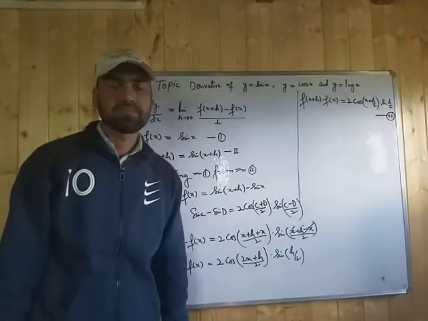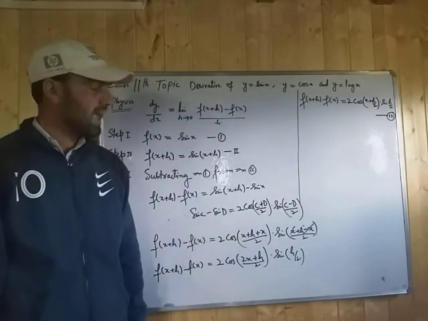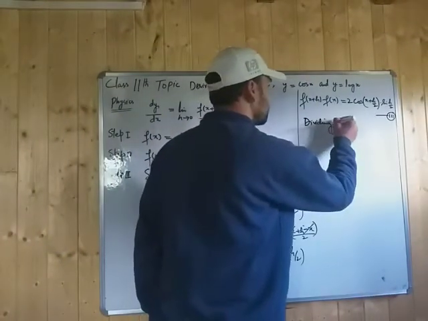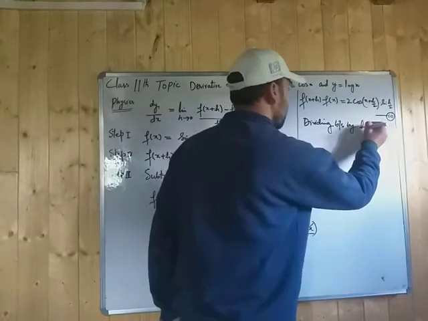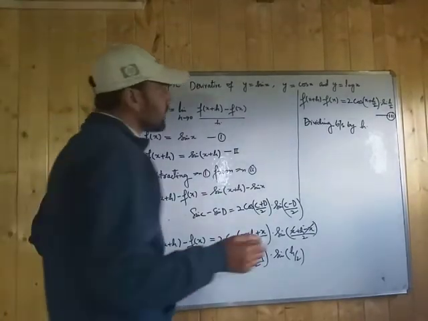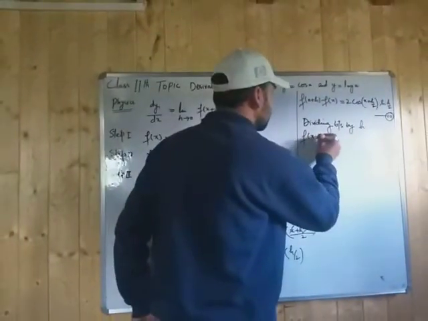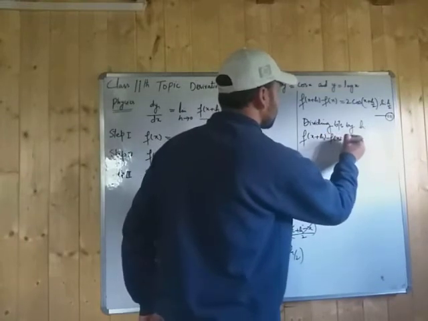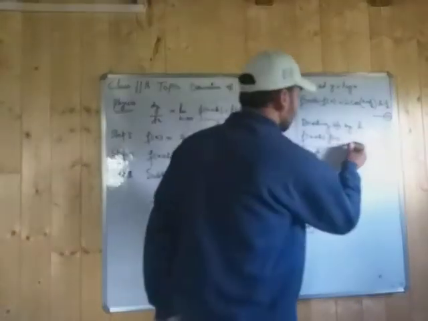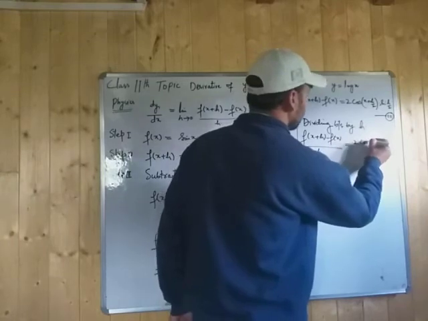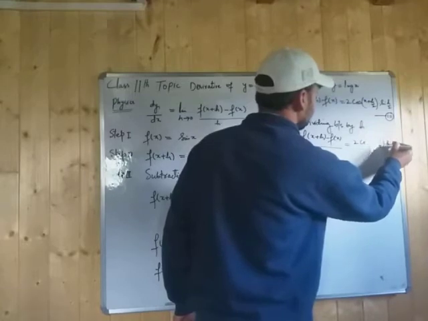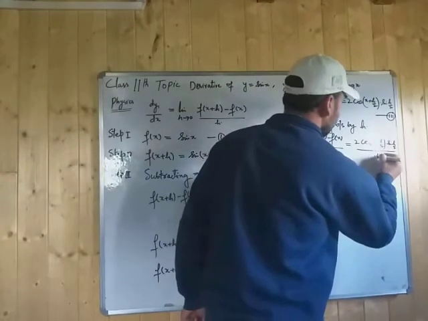Now the fourth step is we'll divide both sides by h. Dividing both sides by h, we can write f of x plus h minus f of x divided by h. That is equal to twice cos of x plus h divided by 2 into sine of h divided by 2 whole divided by h.